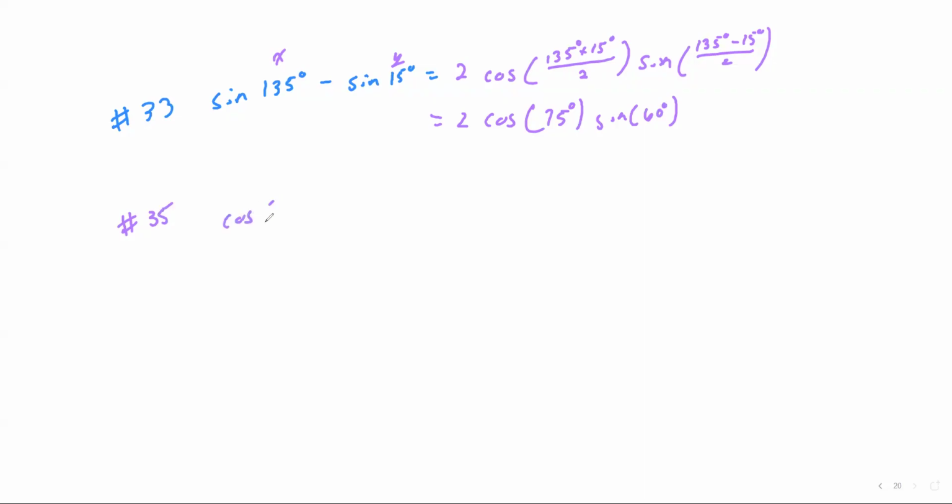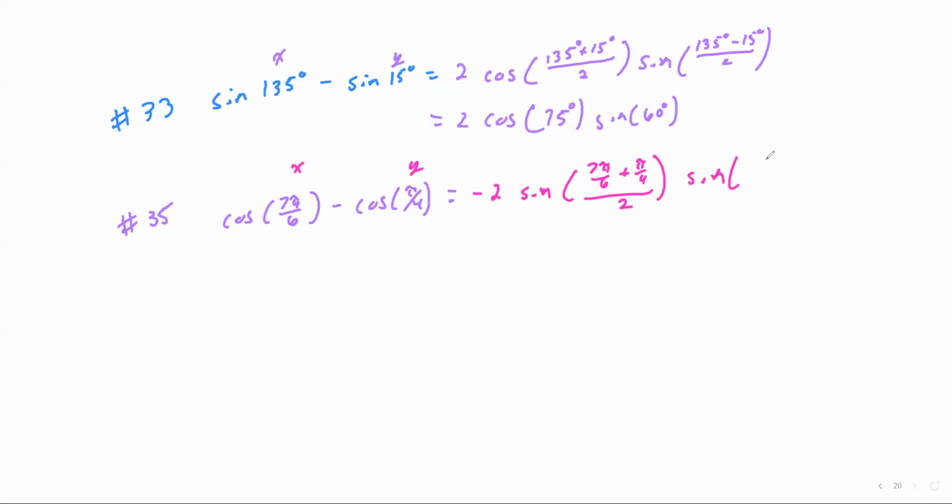So this is going to be cosine of 7 pi 6 minus cosine of pi fourths. Again, label your information. This is your x, this is your y. So again, cosine, that would be a negative 2 sine of x plus y. So that's going to be 7 pi 6 plus pi fourths divided by 2 times sine of x minus y. So now this is 7 pi 6 minus pi fourths divided by 2. So we got a little bit more work than we have been doing.